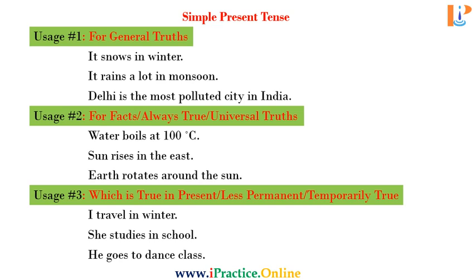Then third one, he goes to dance class. Yes, at present he is going. After a couple of months, he will complete his course. So for all these situations, for all these 3 types of truths, general truths, or always true, or temporary true, we use simple present tense.